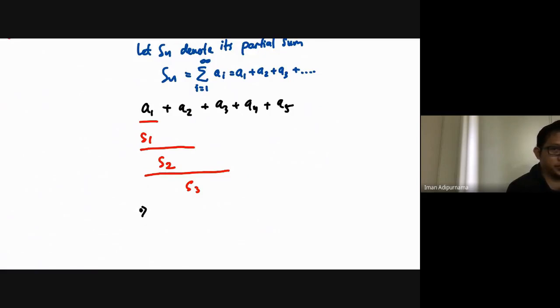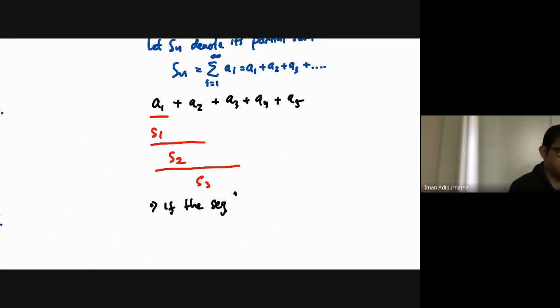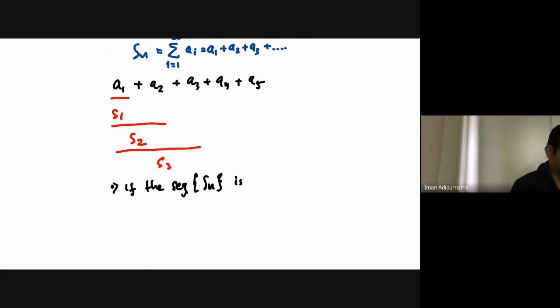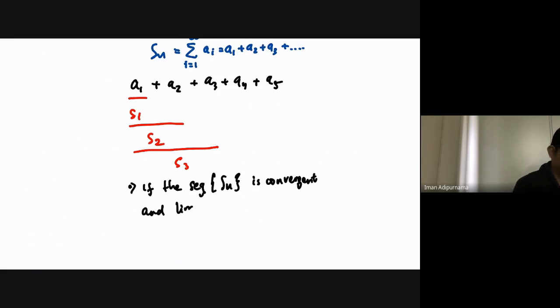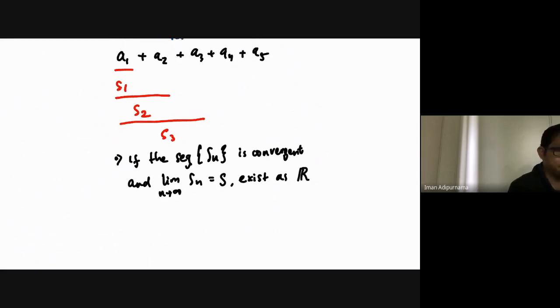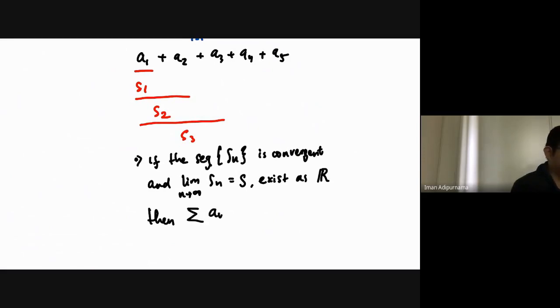And by definition, if the sequence of the partial sums Sn, so S1, S2, S3, and so forth, is convergent, and its limit is equal to the value of S, meaning it exists as a real number, then the series converges.